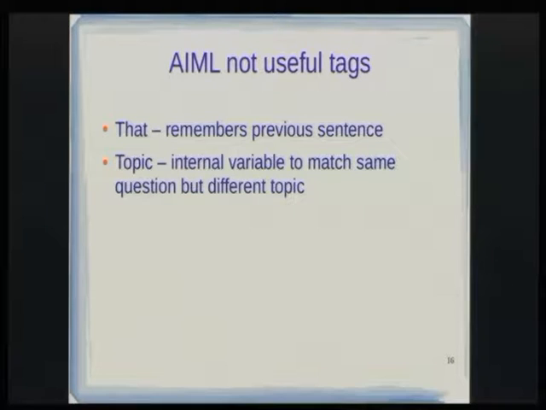Some not so useful tags that you would read about, and they're kind of positioned as being useful, is something called that, which is used to refer to a previous sentence. So in other words, if you ask a question like, do you want me to do something, then you're going to have a yes or no. And so you would have a pattern matching on yes. And then under that yes, you would have a that to remember the question that was asked so that it would find the right template. That turns out to be kind of messy.